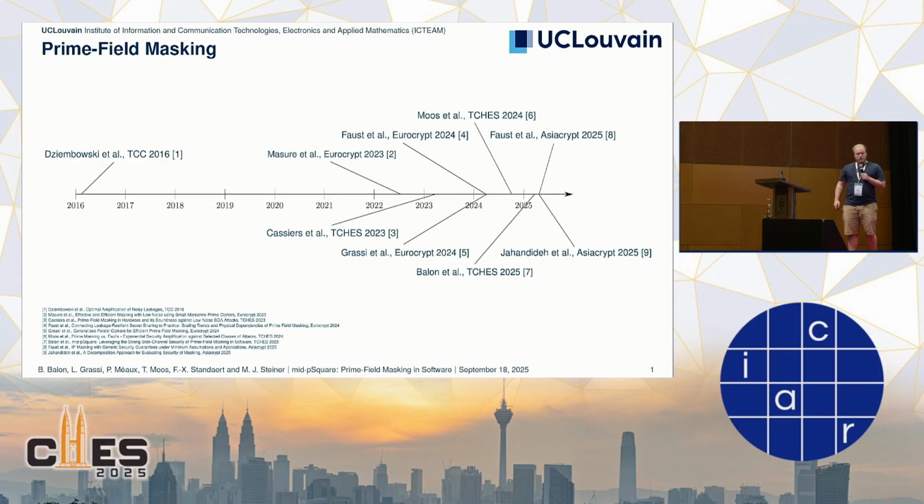It all started with this TCC 2016 work by Dembowski et al., which showed that to get optimal amplification of the noise, which is the core property of how masking provides security, you have to work over groups of prime order.